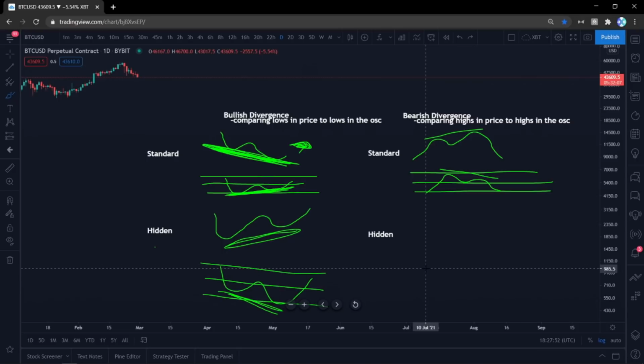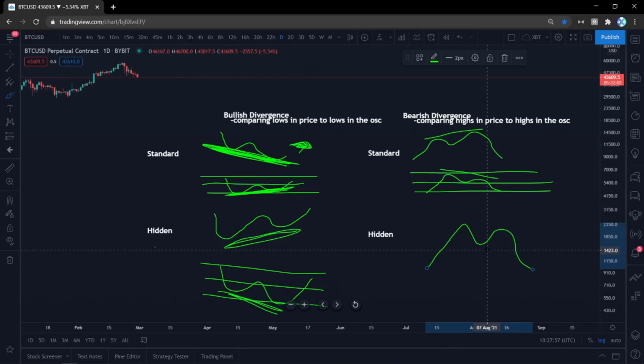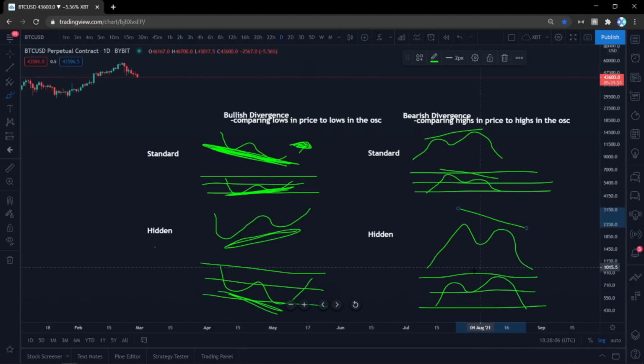So what's going to happen over here with the hidden bearish divergence is we're going to create a lower high with the price, but the oscillator is going to create a higher high. And what this is going to create is a downward pressure scenario where the price failed to create a higher high and there's even more sell pressure pushing down on the price. So basically the market is going down and the momentum is telling us it's going to keep going down.